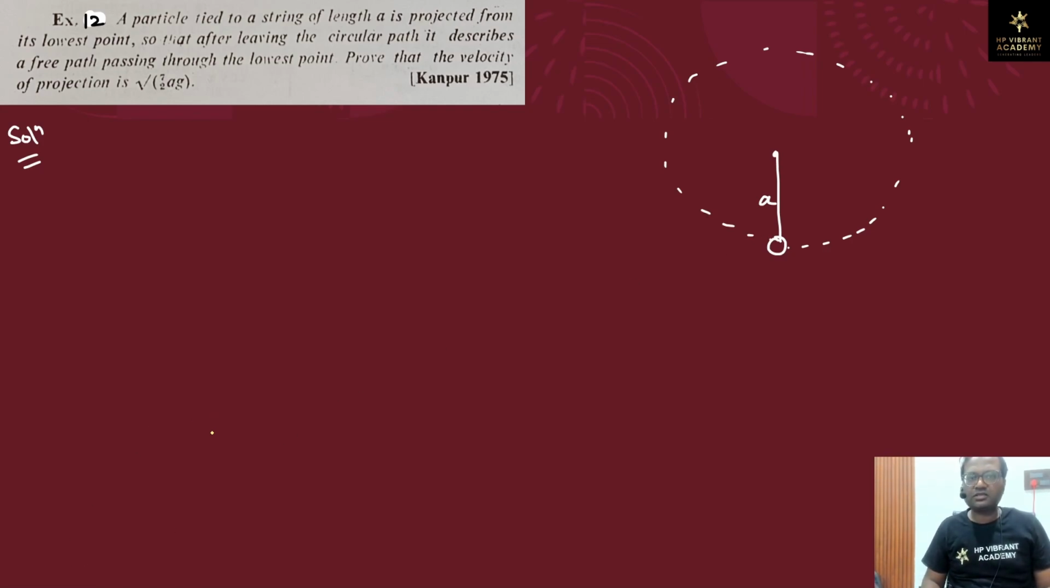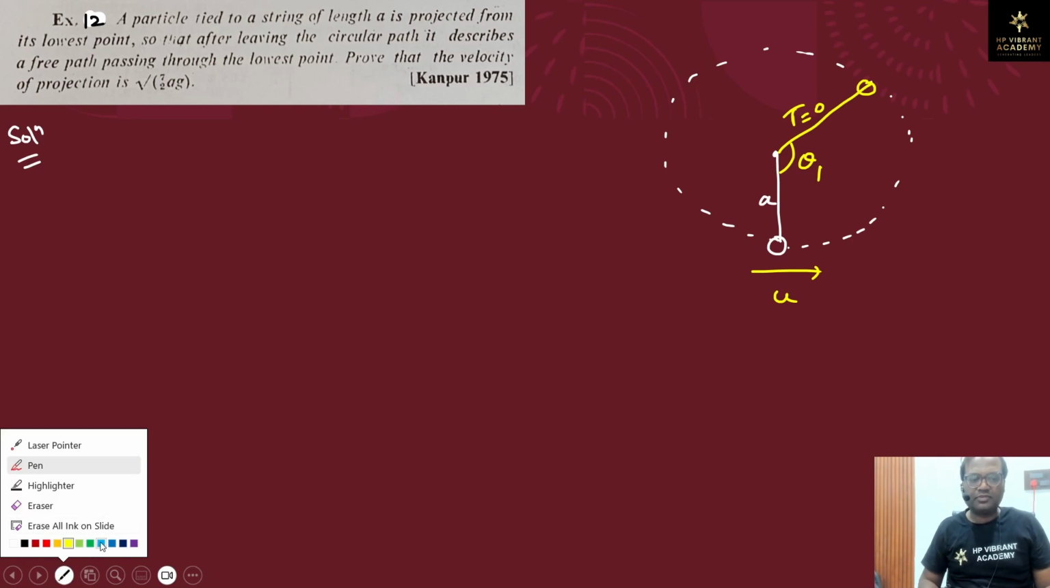What is being asked in the question is that a particle tied to a string of length L is projected from its lowest point. So let us consider the initial velocity as u. After leaving the circular path, let us consider at an angle of theta 1 it leaves the circular path. That is, at theta 1, the tension in the string becomes 0. Since the tension becomes 0, the string will get slack and it will leave the circular path and follow a parabolic path.